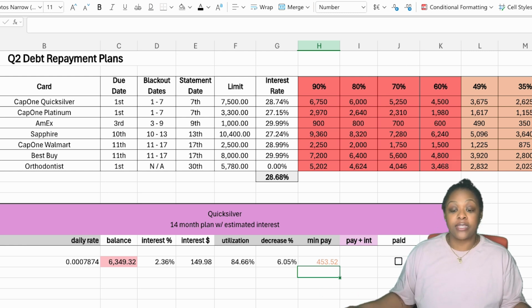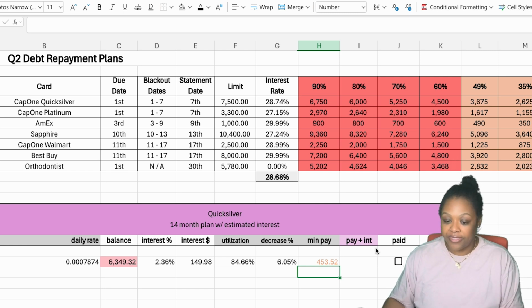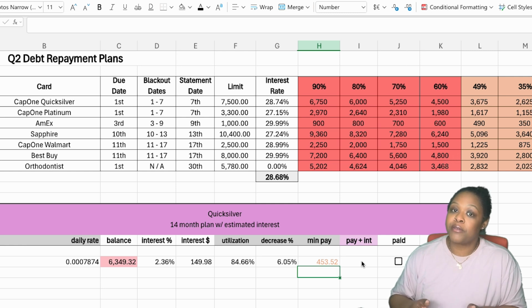But wait, if you make that payment, that's good. That's a good size payment for someone with my income. Nonetheless, that's a good faith effort. That's more than the minimum payment that they're going to give you. This is the minimum payment for yourself.